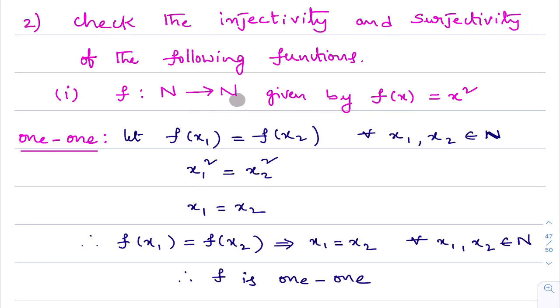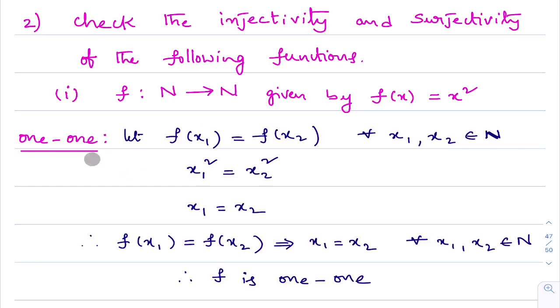So, you need to check this function f from N to N, where N is the set of natural numbers, given by f of x equals x square. We need to check whether this function is one-one function or onto function. Both. We need to check both one-one and onto, and then we need to conclude what type of function it is.